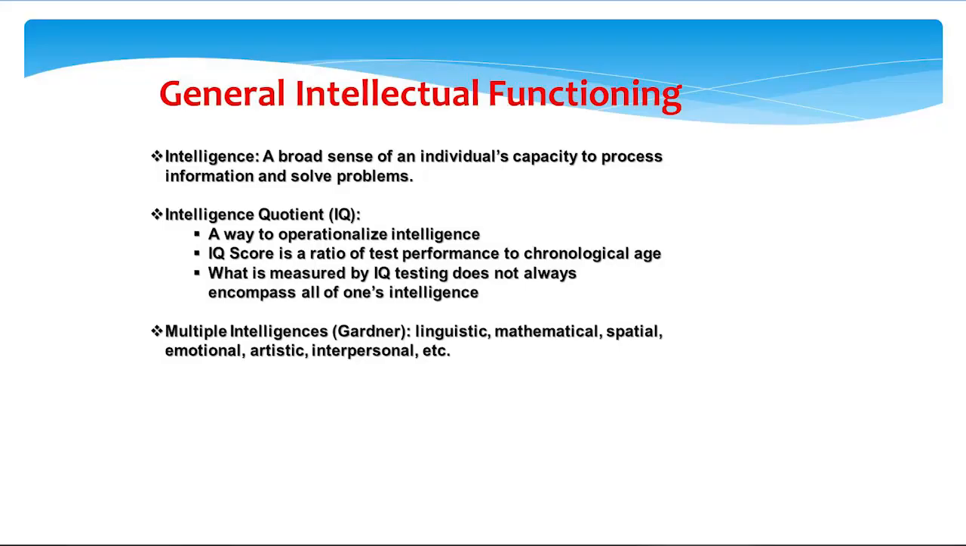Before we can understand intellectual disability, it's good to understand general intellectual functioning. Intelligence can be defined as a broad sense of an individual's capacity to process information and solve problems. A term that's oftentimes used is IQ, or intelligence quotient. It is a way to operationalize intelligence. An IQ score is a ratio of a person's test performance or mental age as compared to their chronological age. However, it's important to note that what is measured by IQ testing does not always encompass all of one's intelligence.